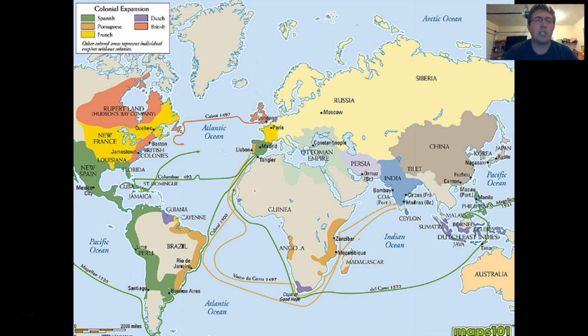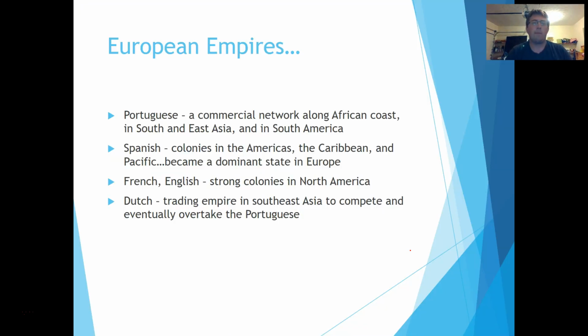So the big thing to know is Spain is in Central and South America, Britain and France mostly in Northern America, and the Dutch, if you notice, that's the purple here, the Netherlands, are creating areas really all around the world to help develop a trading empire. So here's kind of a summary of where these countries are going. Just have a sense of where they are.